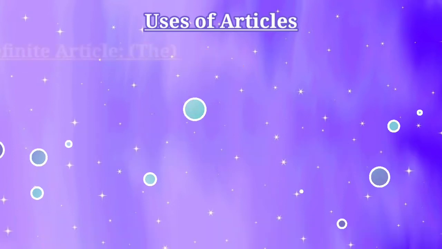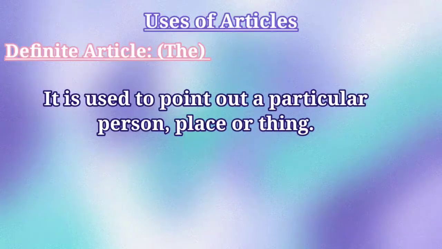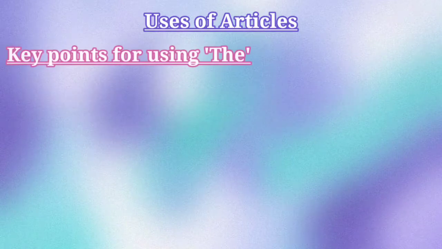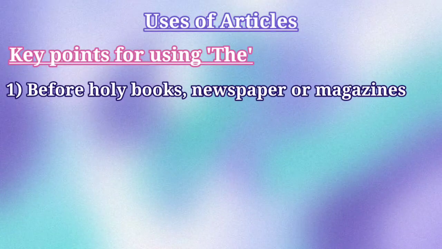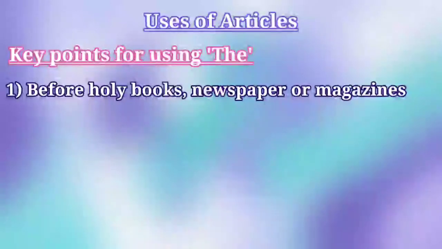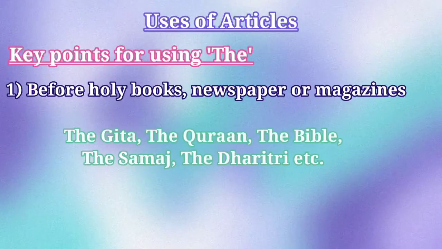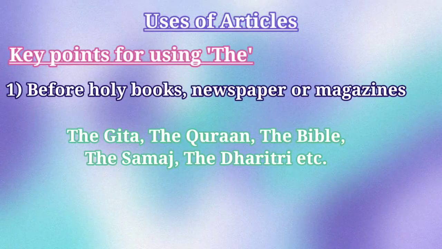Now talk about the second article, definite article, the. It is used to point out a particular person, place or thing, which is very specific. Okay, they may be singular or plural. Here are some key points for using the. Remember it carefully. First point, before any holy books, newspaper or magazines, we use the. Examples: the Gita, the Quran, the Bible, the Samaj, the Dharitri.